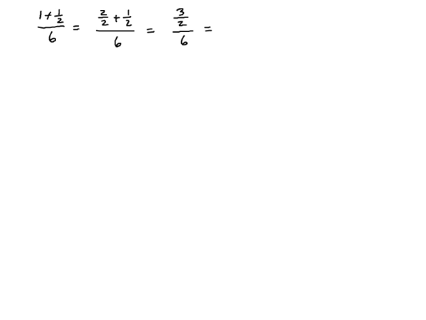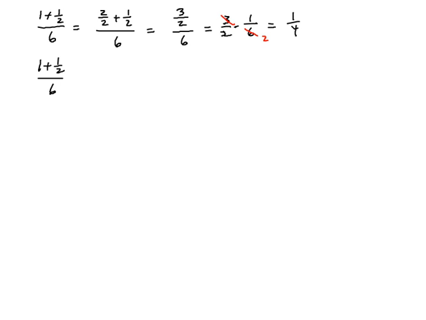Once I do that, I've just got a fraction divided by another number. And when you do that, you multiply by the reciprocal. So I'll have 3/2 times the reciprocal of the denominator. And I get a little cancellation here. 3 goes into 6 2 times. And end up with 1/4. That's one method.